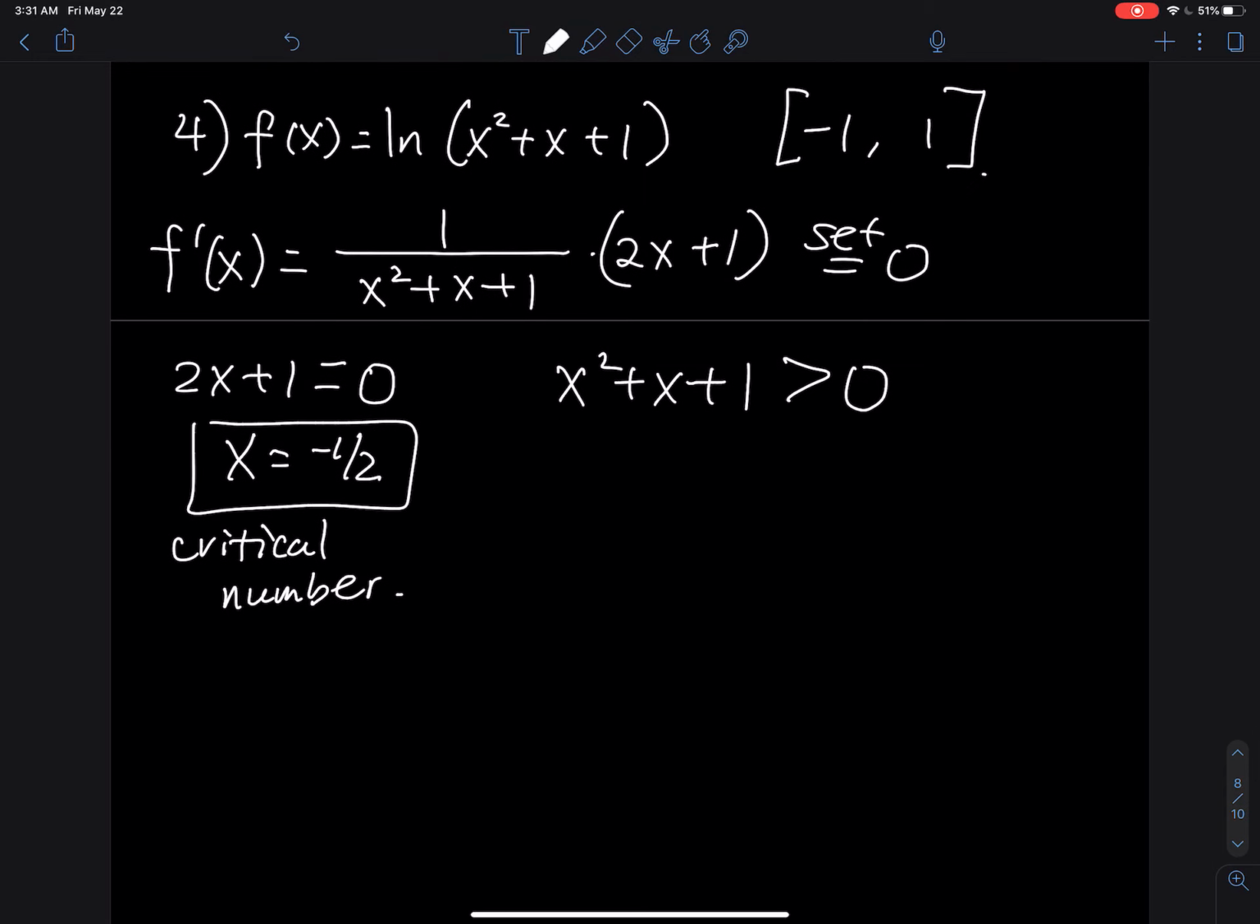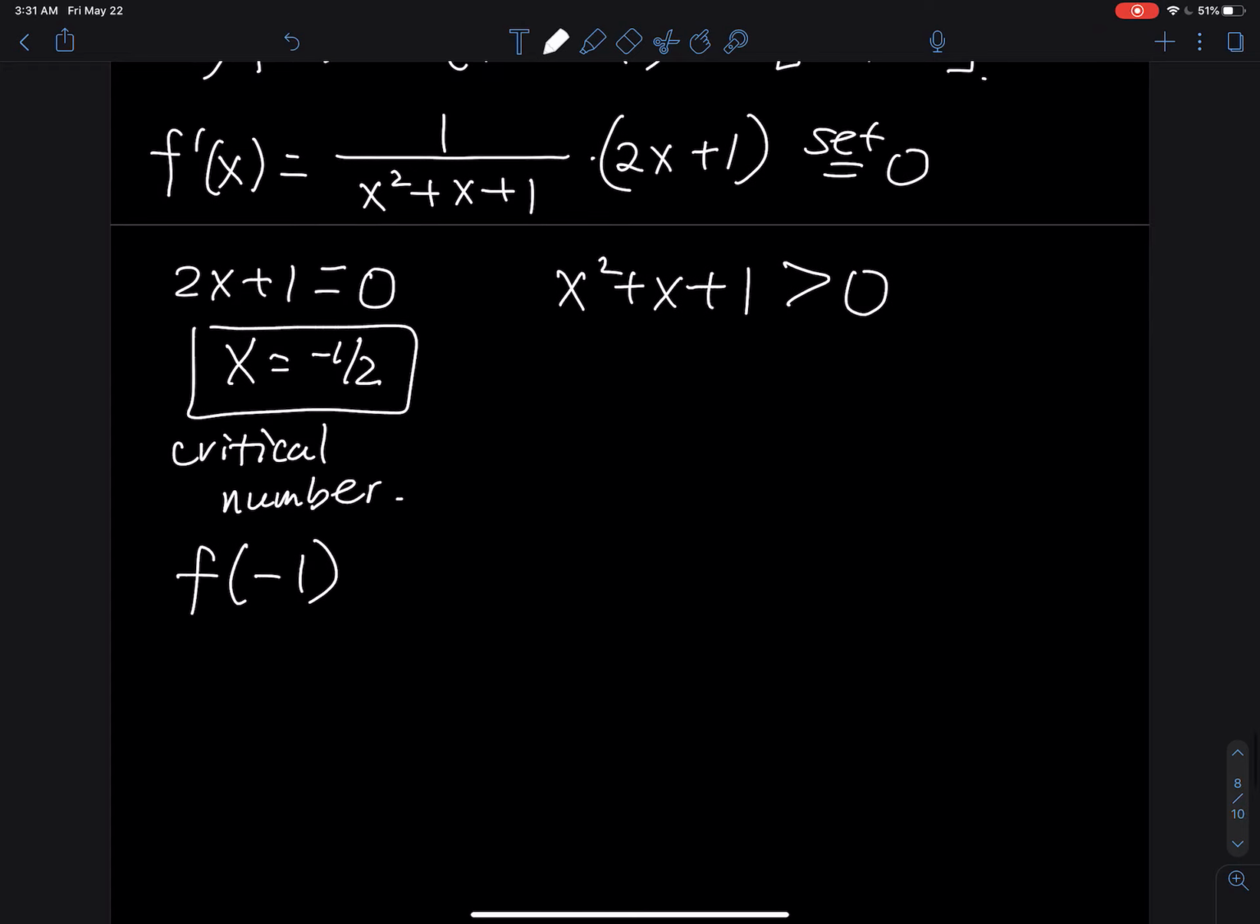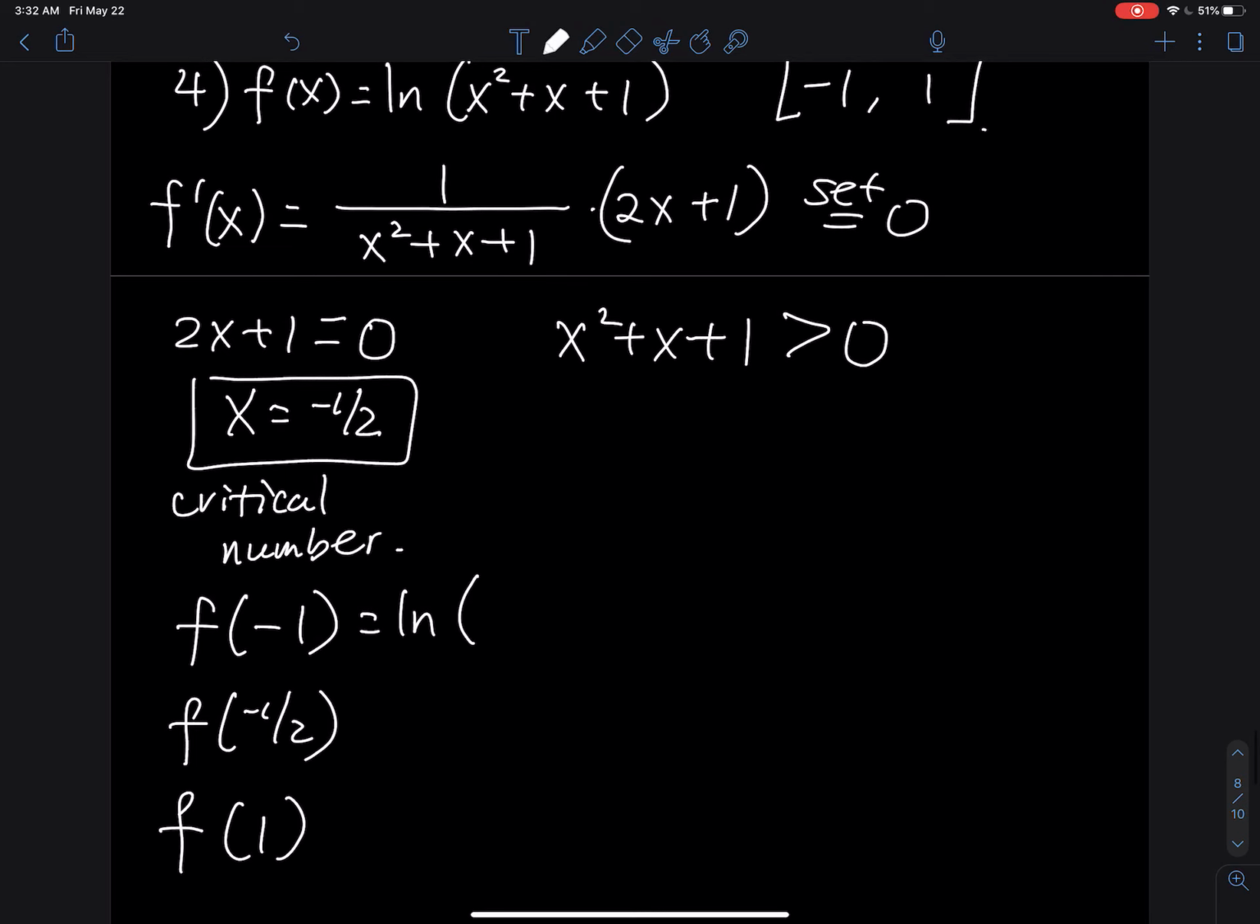The lower limit, actually you can call this the lower end, the critical number, and then the right end. So that is equal to ln of what? Let's see. ln, the square of negative 1 is 1 minus 1 plus 1. So that you have ln 1. ln 1 is equal to 0.